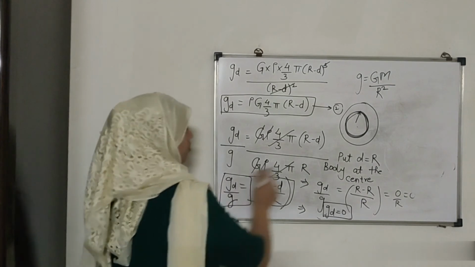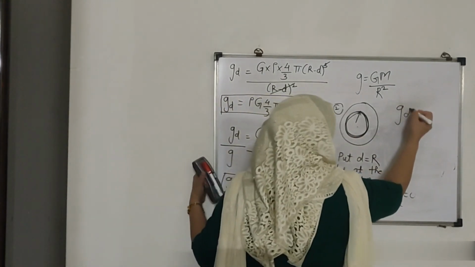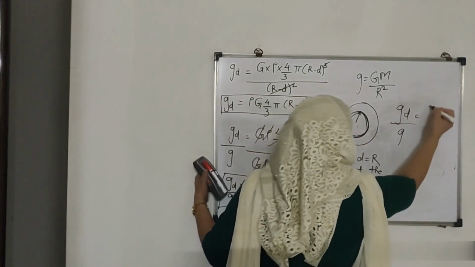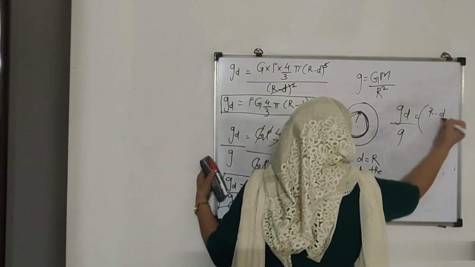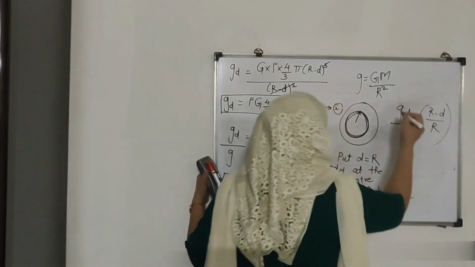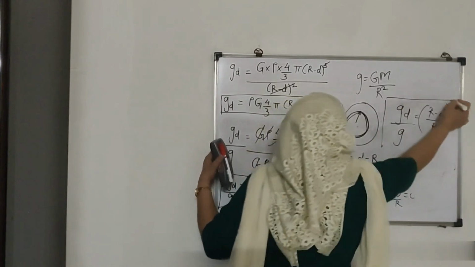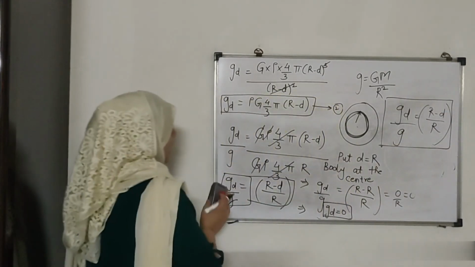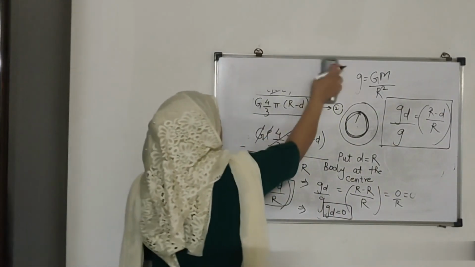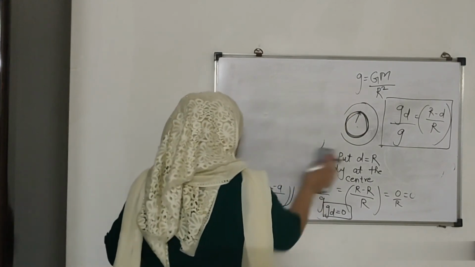Okay, all this is done. So we should always remember g_d upon g is equal to (R minus d) upon R. Fine, this is a formula to remember. Fine. Now, see, when we look at this formula, what can we conclude?